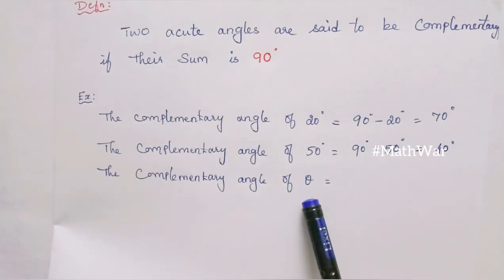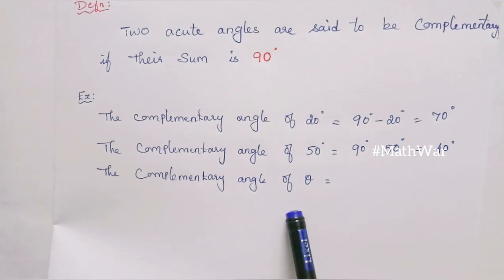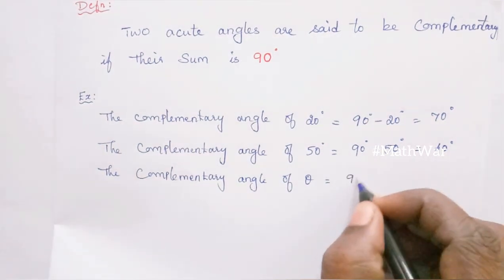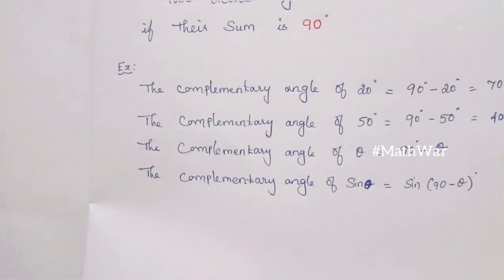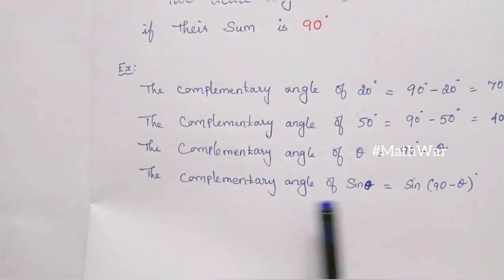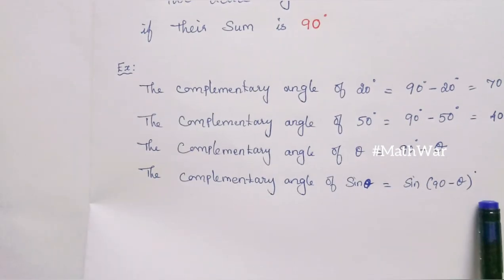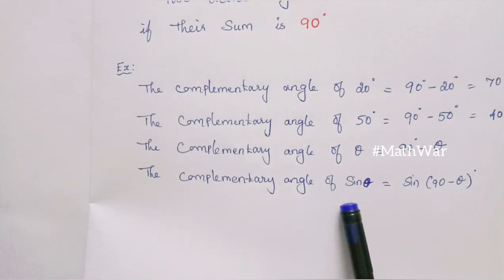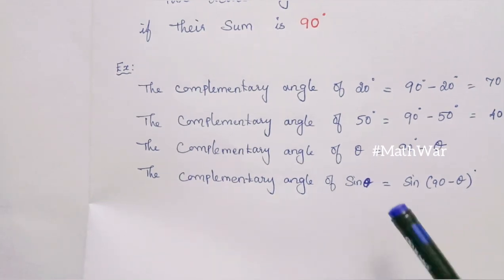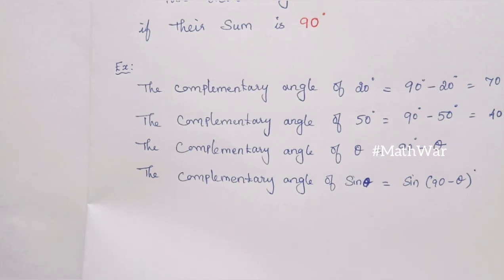Let theta be an acute angle, then the complementary angle of theta is nothing but 90 degrees minus theta. In the same way, the complementary angle of sin theta is sin of 90 minus theta. The complementary angle of cos theta is cos of 90 minus theta. The same way we will continue for tan theta, cot theta, secant and cosecant.